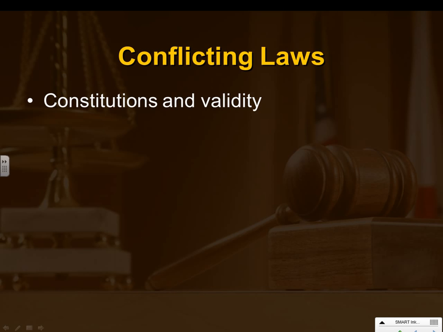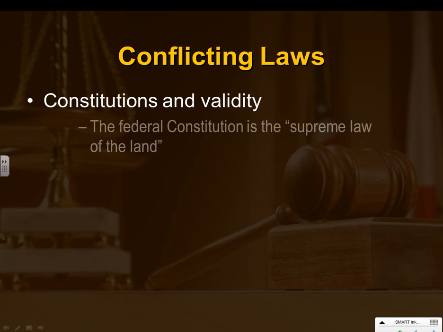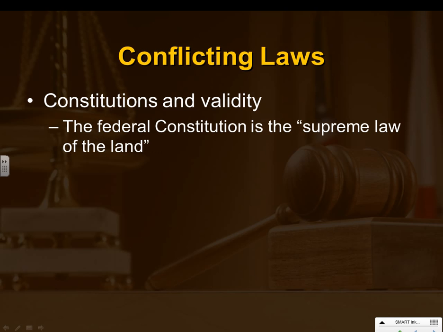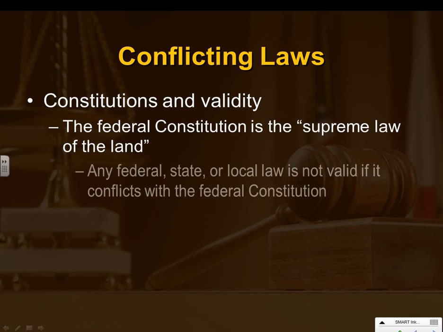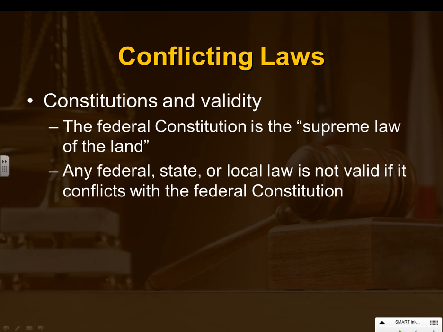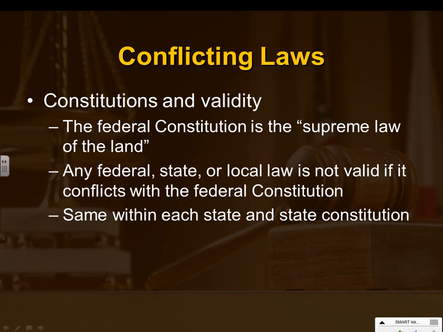Constitutions are the highest source of law, and the federal Constitution is the supreme law of the land. This means that any federal, state, or local law is not valid if it conflicts with the federal Constitution. Similarly, within each state, the state constitution is supreme to other state laws. When a law is invalid because it conflicts with the Constitution, it is said to be unconstitutional. The appropriate Supreme Court determines when a law is unconstitutional.